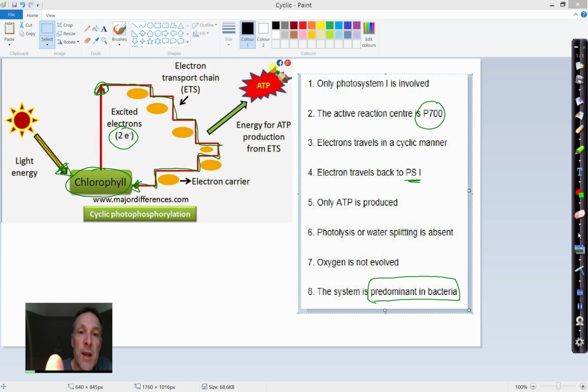What it's producing is ATP, and ATP only. So with cyclic photophosphorylation, you're getting ATP. You're not producing NADP, and there's no splitting of water. So that's what's happening in cyclic photophosphorylation.